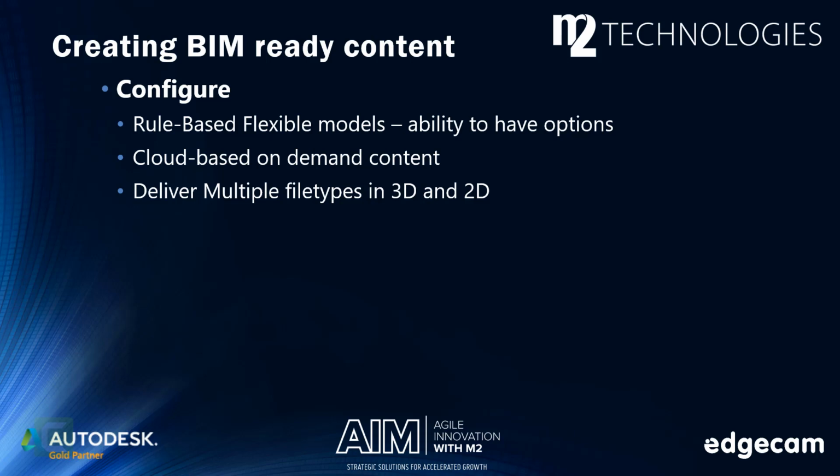Now that we've done that, taken and exported that model, let's look at another method of delivering a BIM model that you can define on the fly, otherwise known as a configurable model. This is a rules-based flexible model where we have options: adding and removing components, changing sizes, changing characteristics. It will be placed into a cloud-based environment where you can download that on-demand content. And from that content, we can get both 2D and 3D information and deliverables.